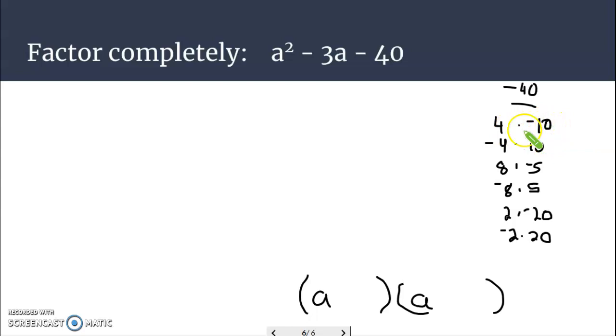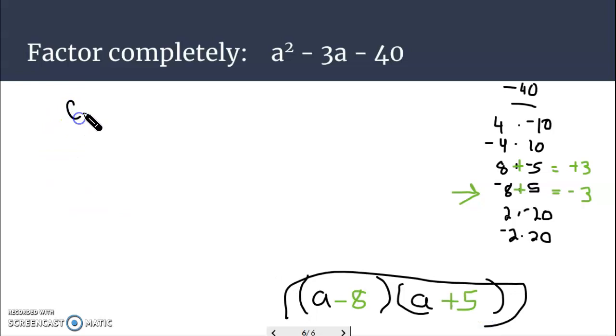But upon adding these together, we want the ones that are going to give us negative 3. 8 and 5 differ by 3. Let's just focus on those. 8 and negative 5 make positive 3. Negative 8 and 5 make negative 3. That's the one we want right here. Negative 8, positive 5. That is our factored form of our quadratic trinomial.